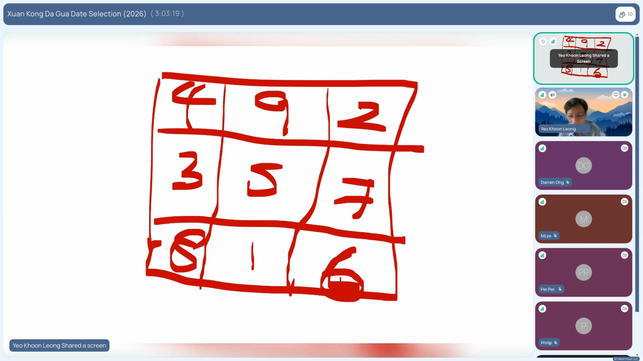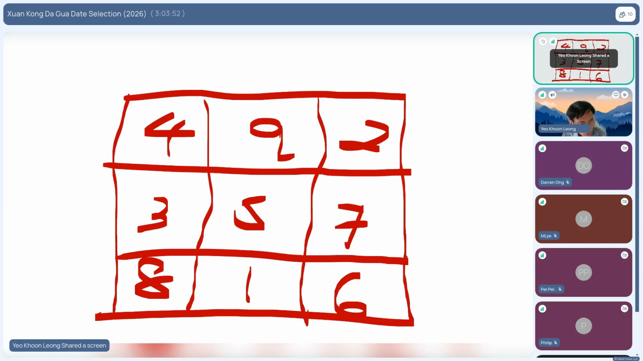Okay. Now, combination of 10, where does it come from? We say that in 悬空大卦, there's no number 5, right? So if there's no number 5, I remove number 5. So if I remove number 5, you look at it, diagonally opposite, 6 and 4, 10, correct? 6 plus 4, 10, right? 8 plus 2, 10, right? 3 plus 7, 10, right? 1 plus 9, 10, right? Isn't this combination of 10? And where does this combination of 10 come from?